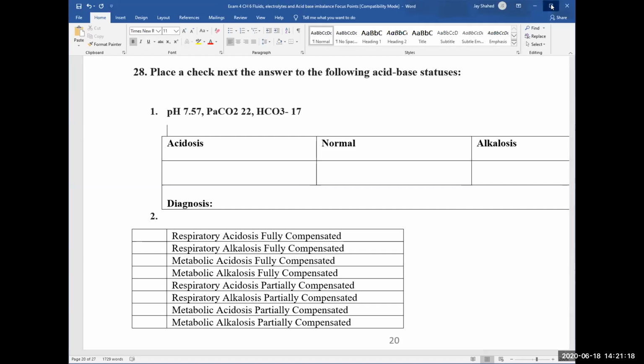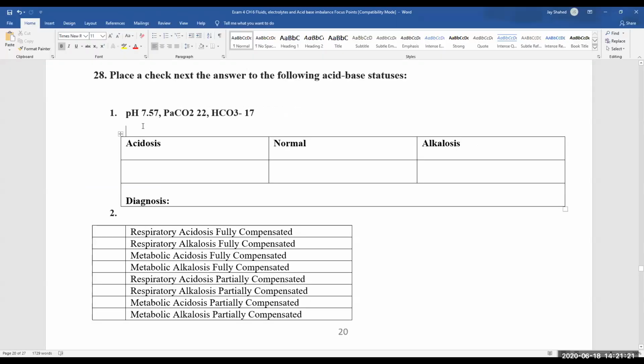All right, so let's do this here. What do we have? The pH is what? Basic, so it goes in here. All right, what about PaCO2? Basic. Good.